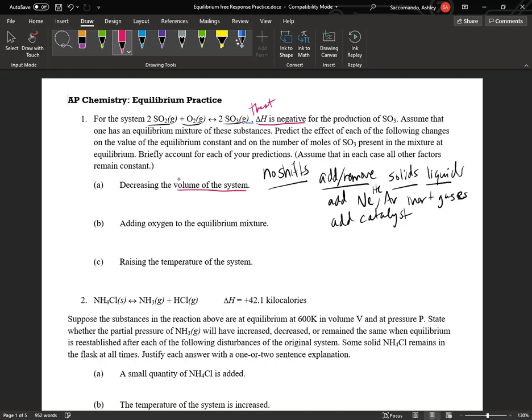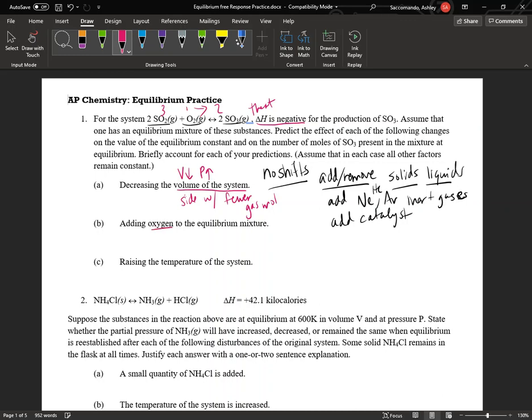Decreasing the volume of the system. When you decrease the volume, what are you actually doing? Increasing pressure, good. So in that case, if you increase pressure, it goes to the side with fewer gas moles. All right, so in that case, this is 3, this is 2, so it would shift to the right towards the product.